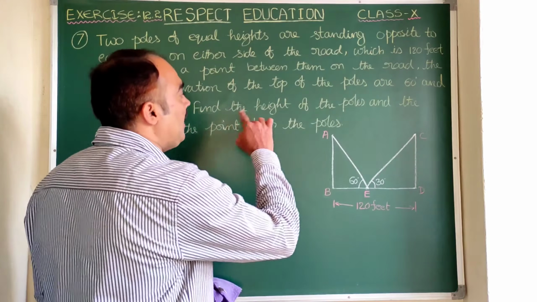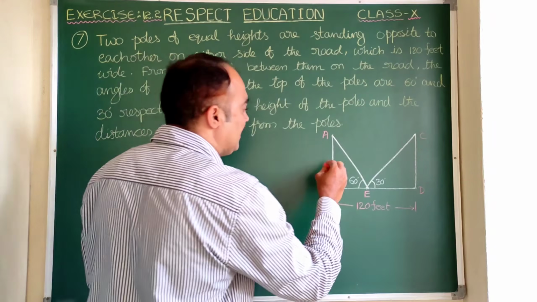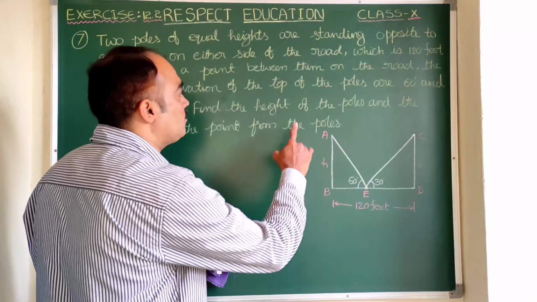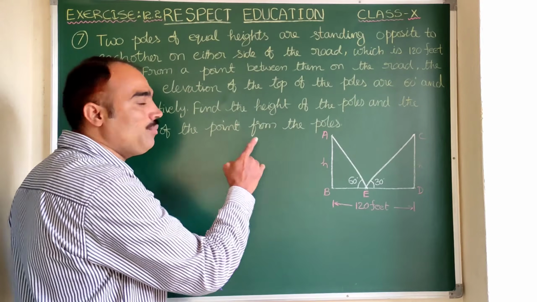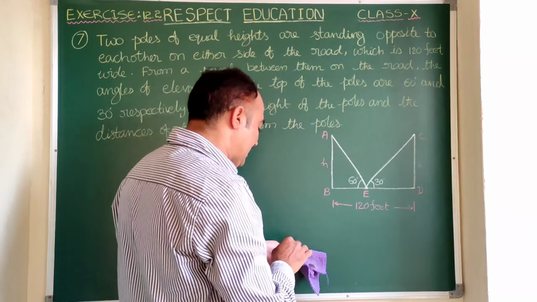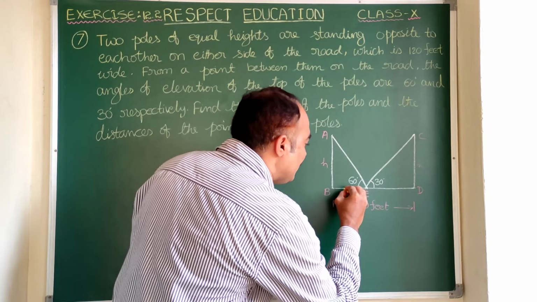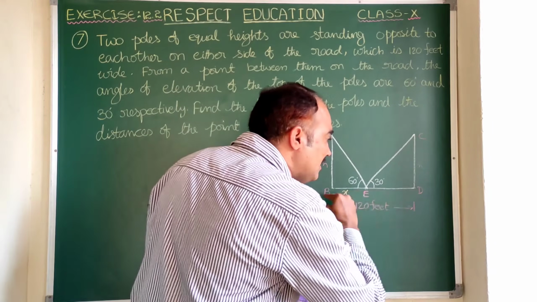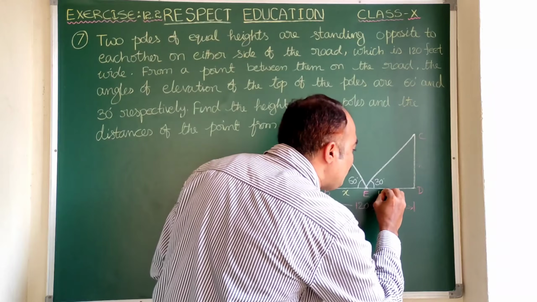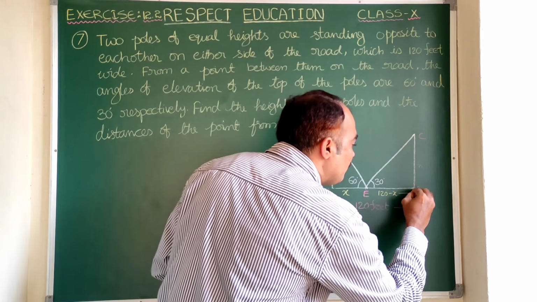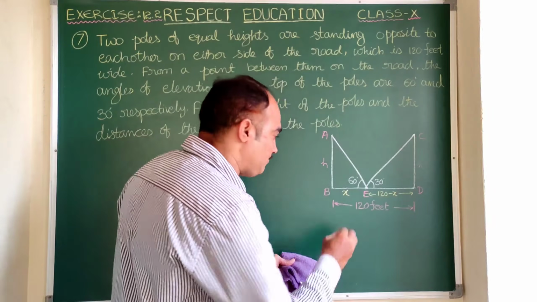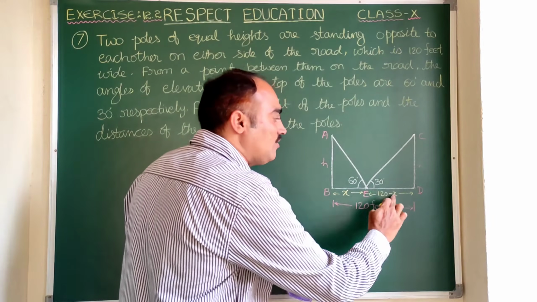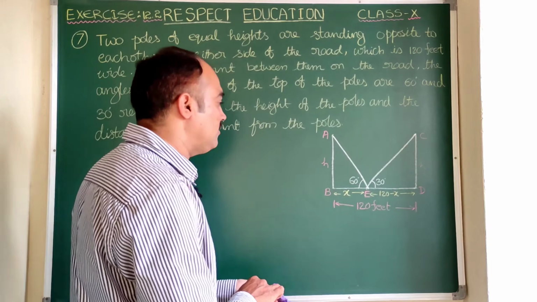Now the question is to find the height of the poles. So let us take the height of the poles as H, and this is also H because both the poles are equal. So we are asked to find H and the distances of the point from both the poles. Let us take, for example, E is X feet far away from B. Since the total distance is 120 feet, then E to D is 120 minus X feet, whereas B to E is X feet. So we are asked to find X and 120 minus X also. Now let us start solving this problem.